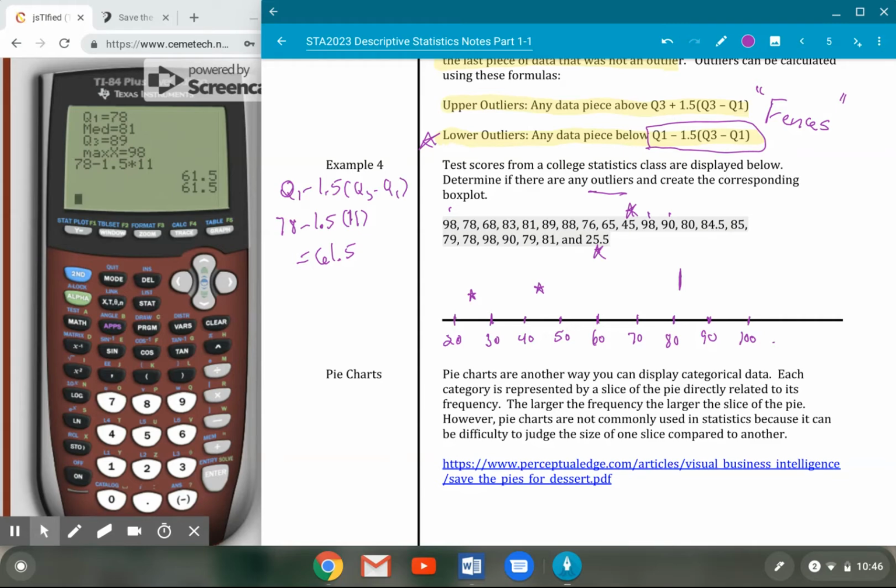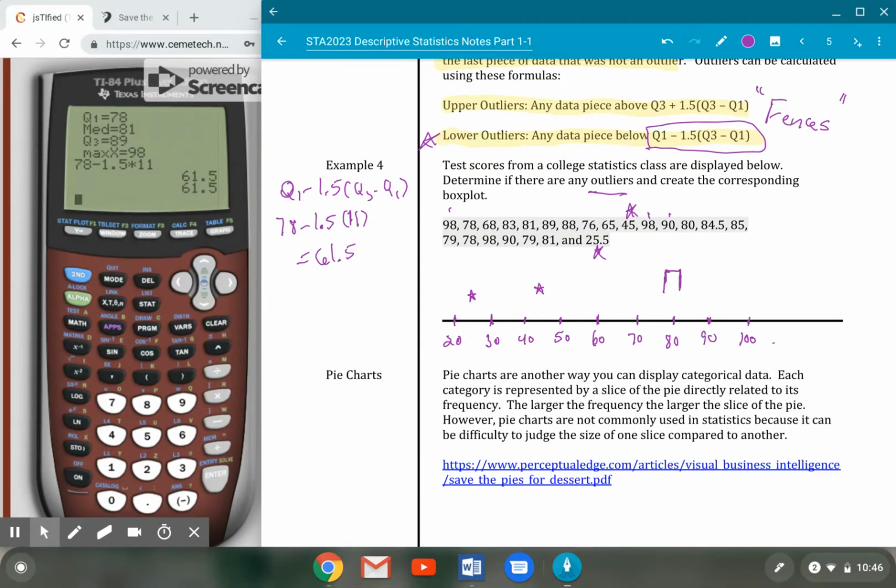And then the left box extends down to your lower quartile, Q1, which was 78. So I'll draw my lower box here. Q1 is 78. And then the upper quartile, Q3, was 89. So just below that 90. So there's my left box, my right box.